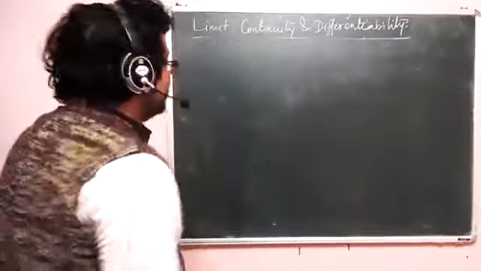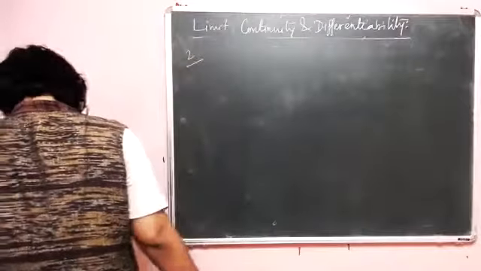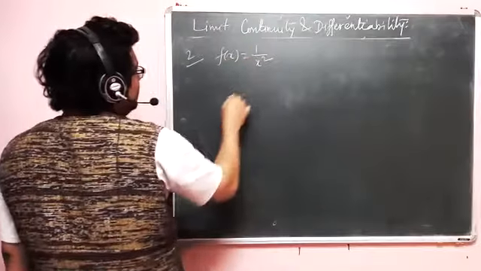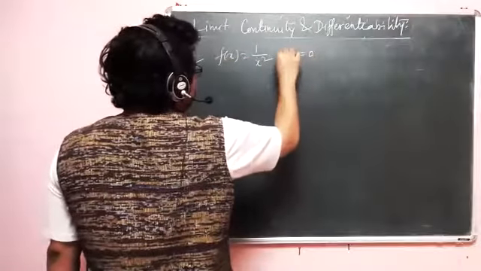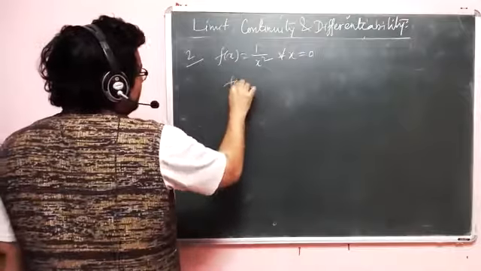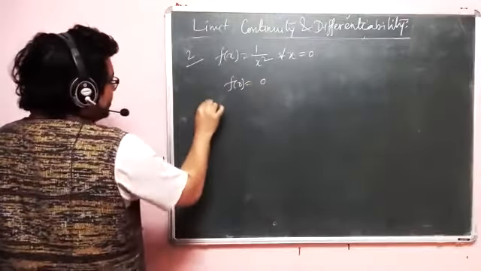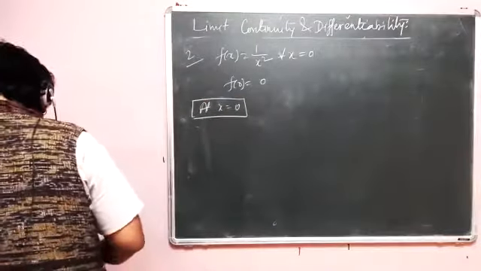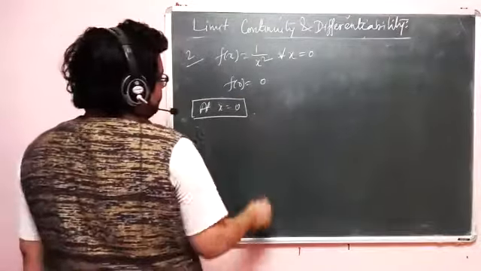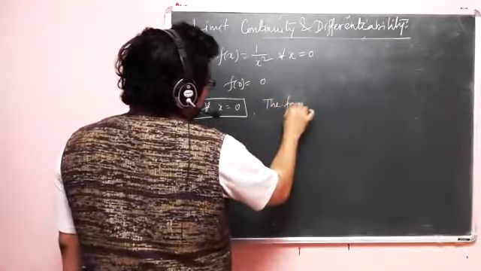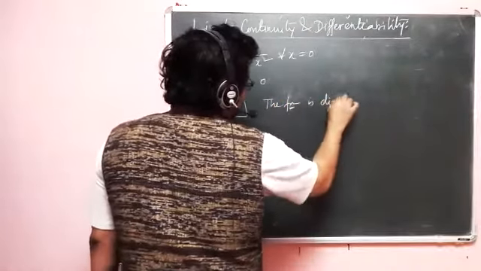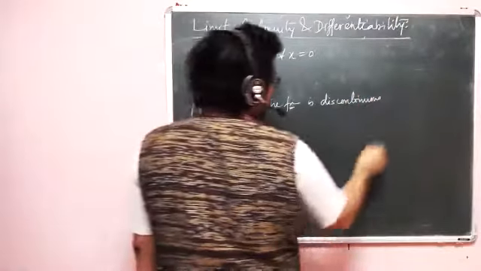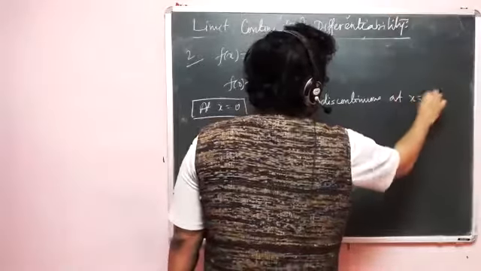Now we'll go to the second problem, and we know that the second problem is f(x) = 1 by x square for all x not equal to 0 and f(0) equal to 0. So we are interested at x equals to 0. And we know that the limit does not exist. So the function is discontinuous at x equal to 0.